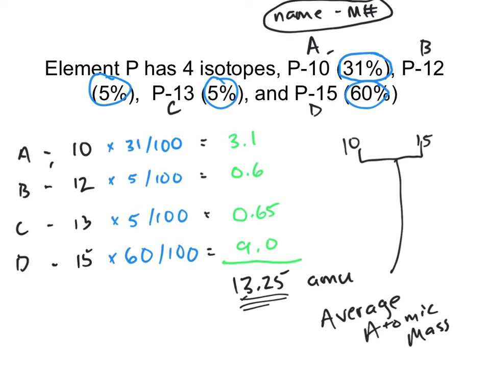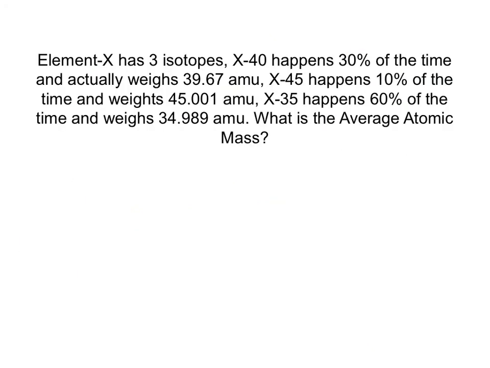But it's still following the same process. I list the isotope, the mass, I times it by the percent, divided by 100, and get an answer. I did it for all of them, added up the answers, and I've got my average atomic mass. All right, well, what about one with maybe a little bit more difficult numbers? This one had pretty small numbers: 31, 5, 5, 60. It made nice, clean numbers to look at. What about one that looks a little bit more difficult?